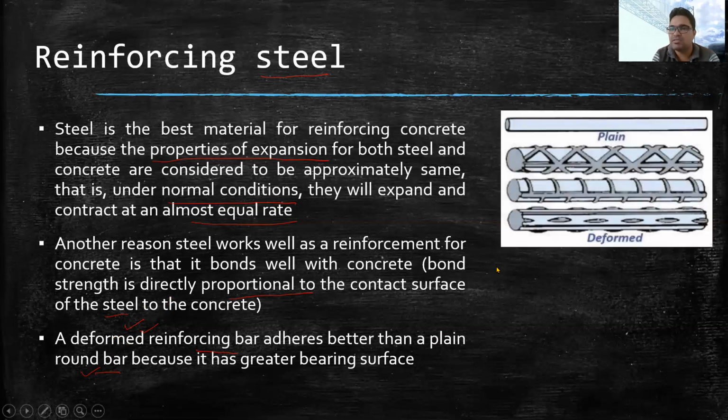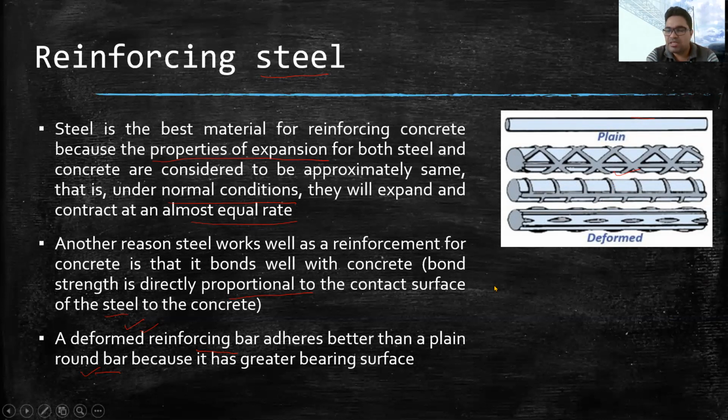So there you can see the difference between plain bars and deformed bars. The plain bar surface is plain, and because of that the bond strength with the concrete is less as compared to the deformed bar, as their surface has some ribs, and these ribs offer better bearing surface area to develop the bond.